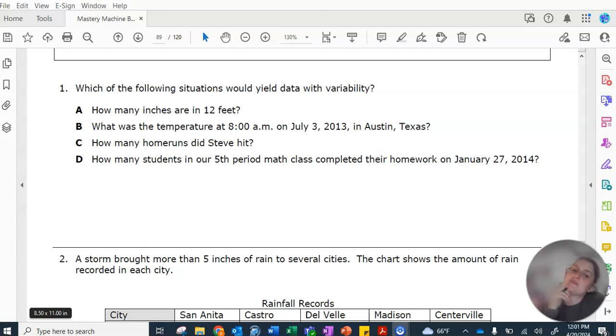Another variability question. This one we do want variability, not without variability. So we are looking for multiple correct answers. So for A, how many inches are in 12 feet? Even if you don't know, we could figure it out. We could look at the star chart, we could do the calculations, and there'd only be one correct answer. So you're looking for a situation where you're like, I don't know, it depends.